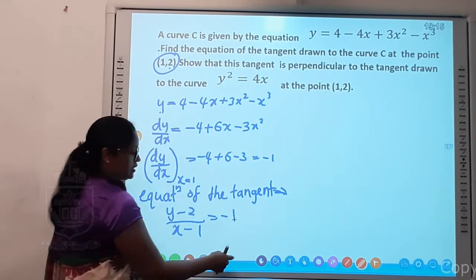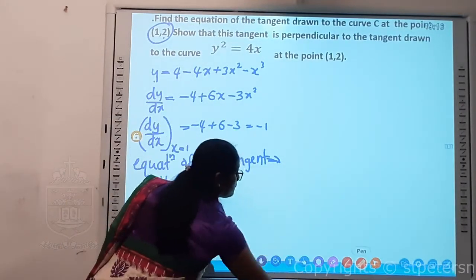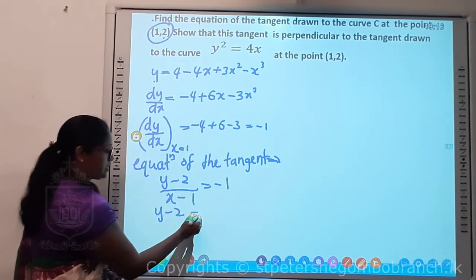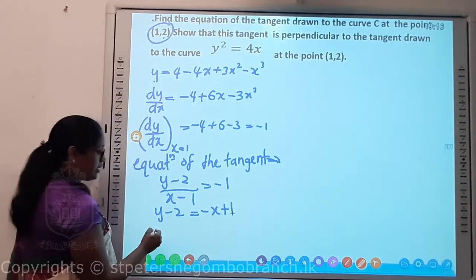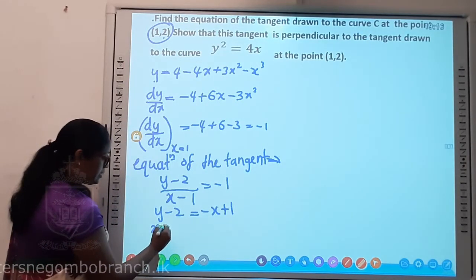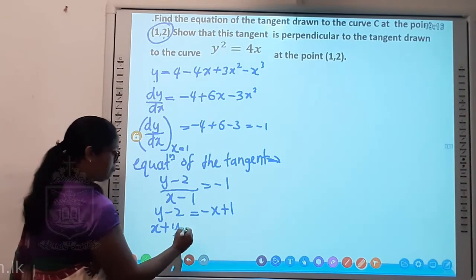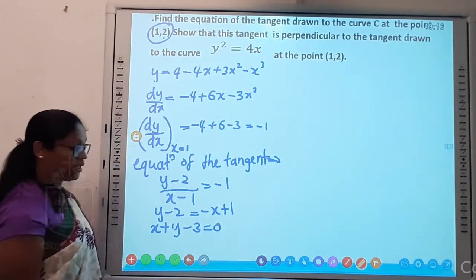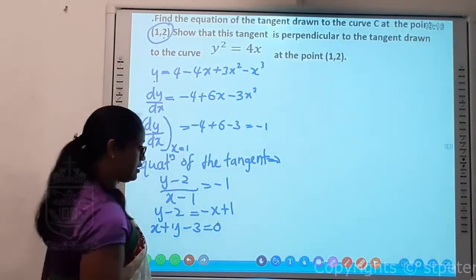Now just apply cross multiplication. It is y minus 2 is equal to minus x plus 1, right? So I will write this in the general format. X plus y minus 3, right? X plus y minus 3 equals 0 is the equation of the tangent drawn to the curve.